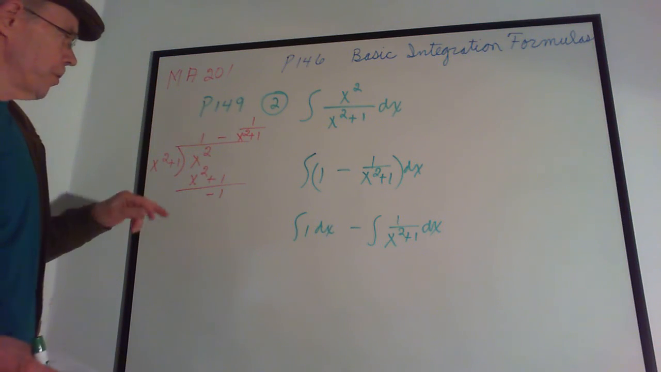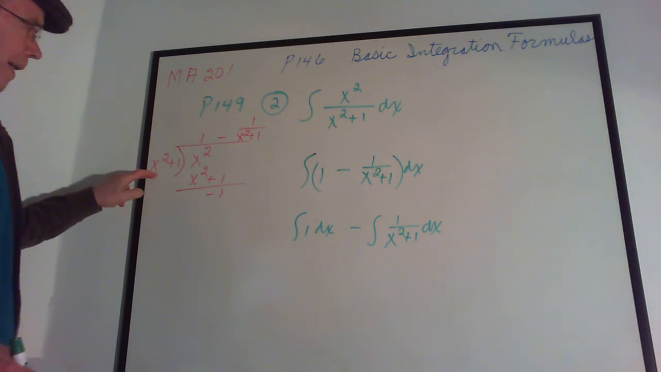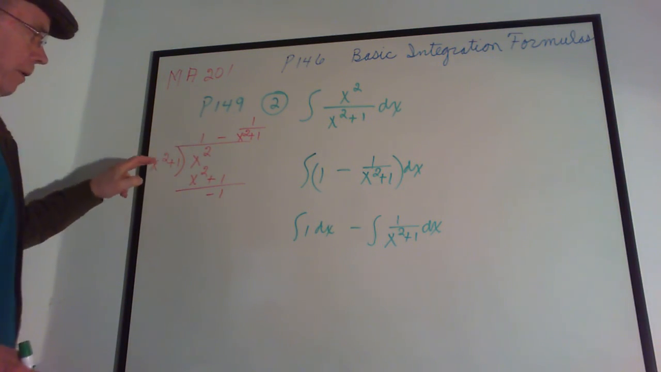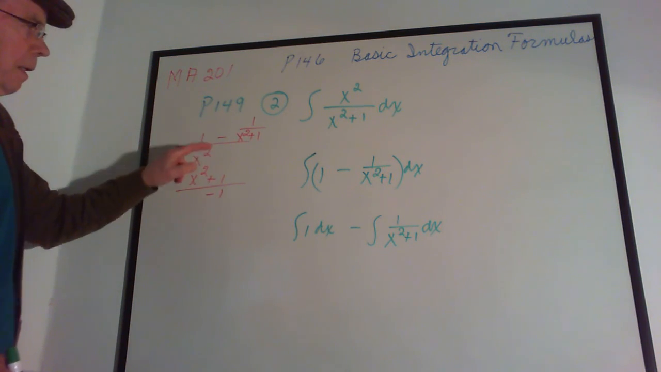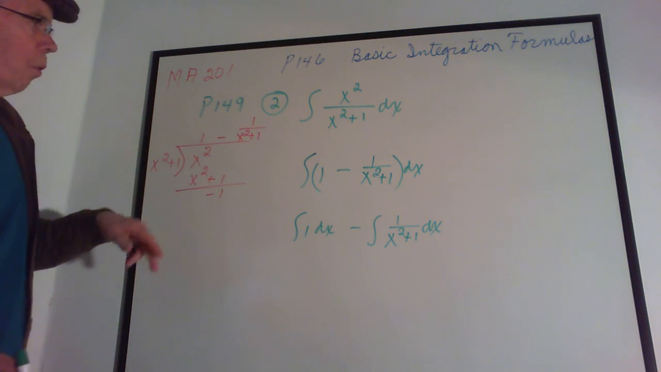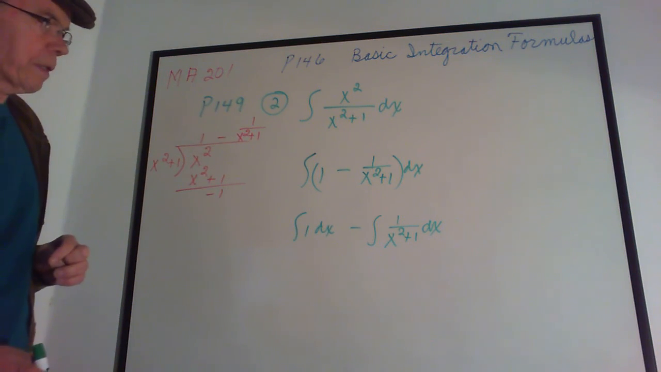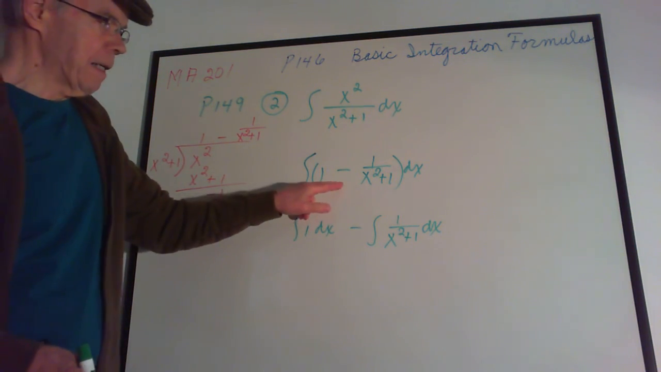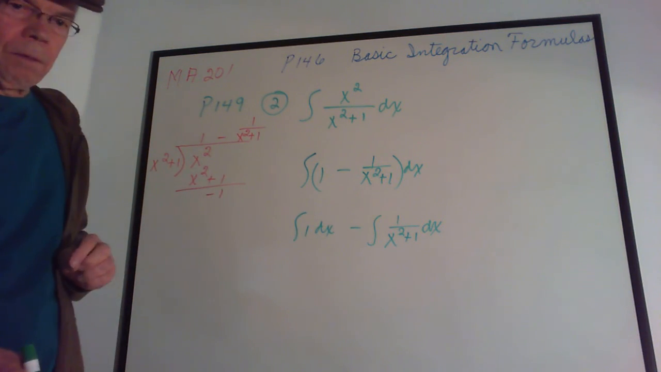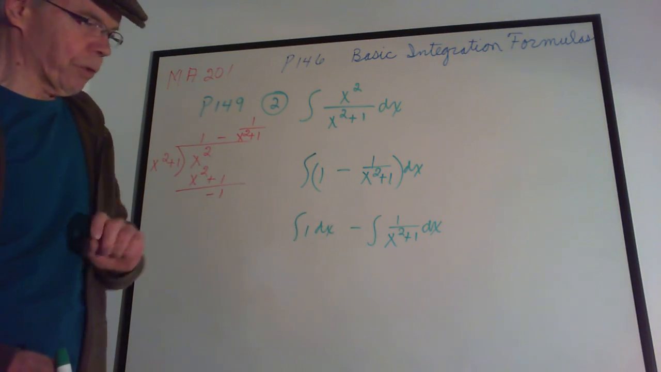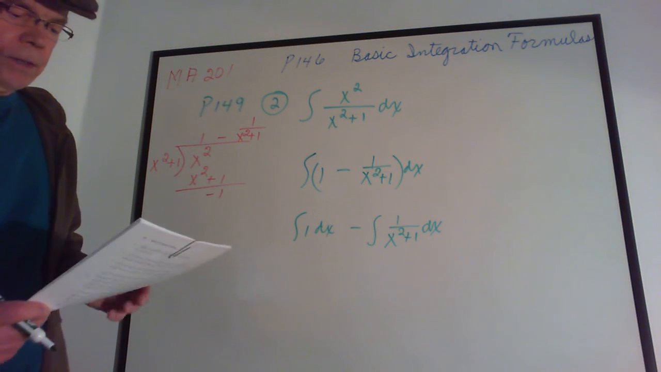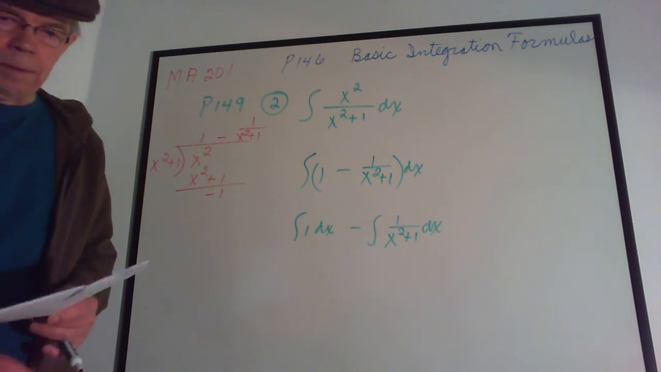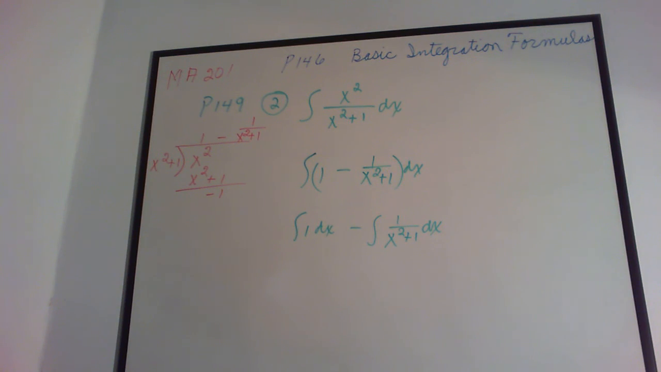Alright, when you do the division, x squared divided by x squared gives you 1. 1 times x squared plus 1 is x squared plus 1. Subtract, you get a negative 1. So it's going to be negative 1 over x squared plus 1 as the remainder. You can now write it this way. So you can divide it up into two integrals. So go ahead and integrate that and see what you get. Don't forget to use the table. Pause the video, try it.